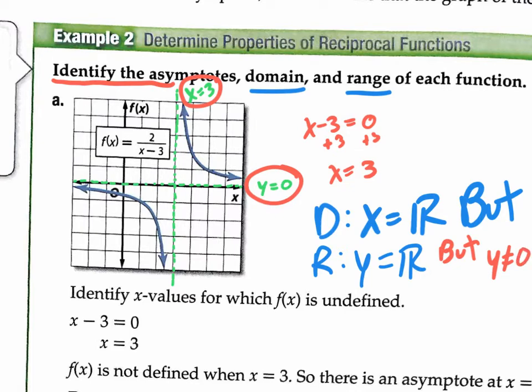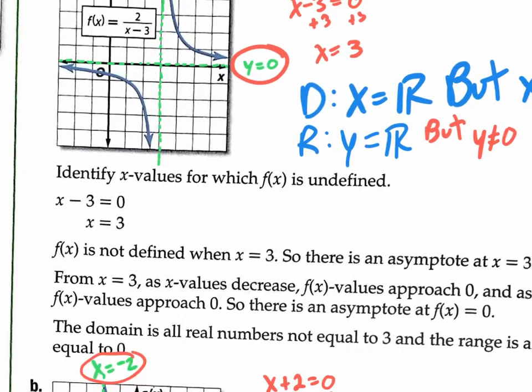Okay, so that's how you state the domain and range. That's the main point of today's lesson, to be able to look at a graph, identify the vertical asymptote, the horizontal asymptote, and also to be able to state the domain and range, which is pretty much all real numbers, but those asymptote values.